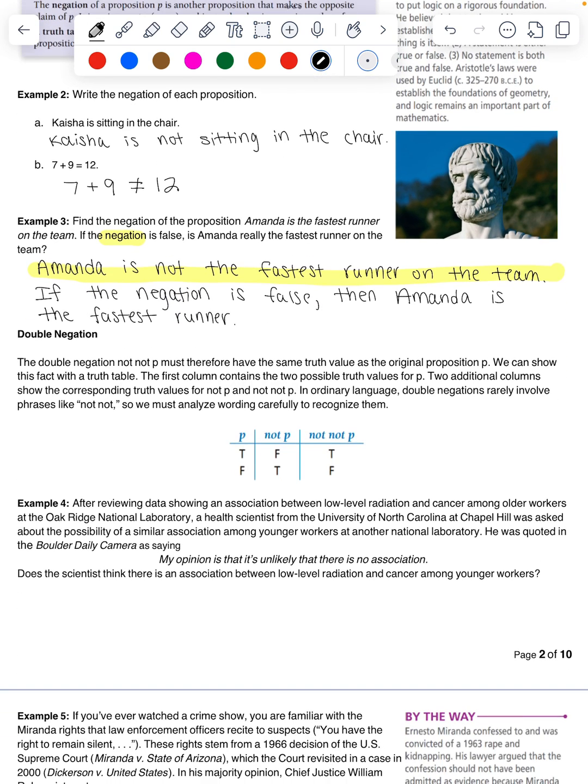A double negation. So the double negation, not not P, must have the same truth value as the original proposition. We can show this fact with a truth table.